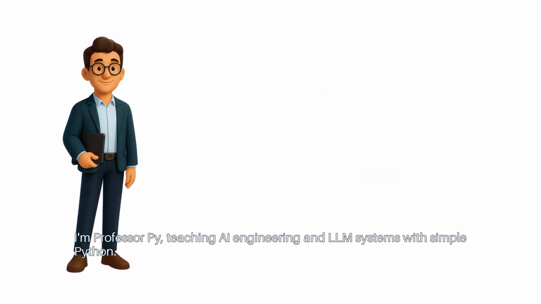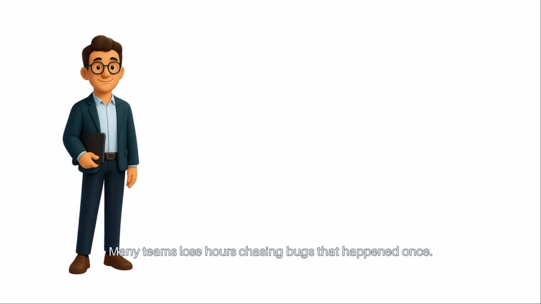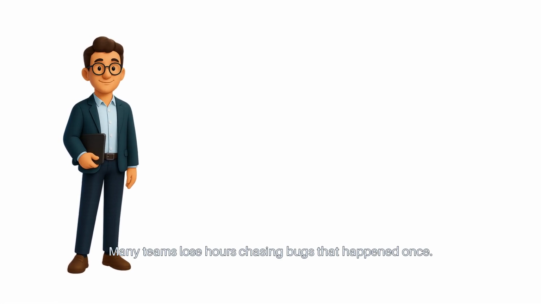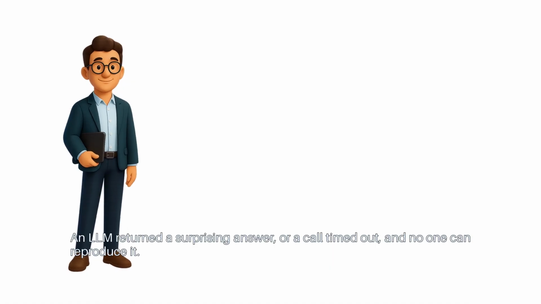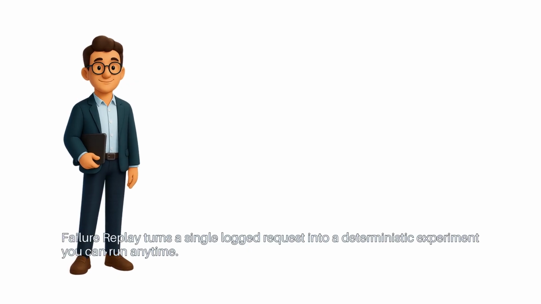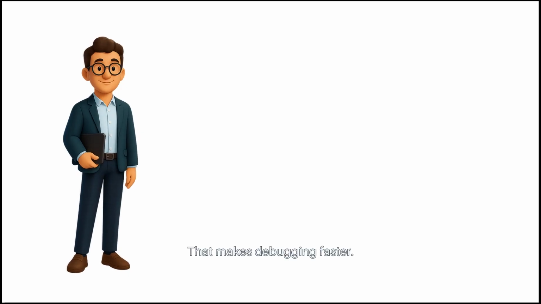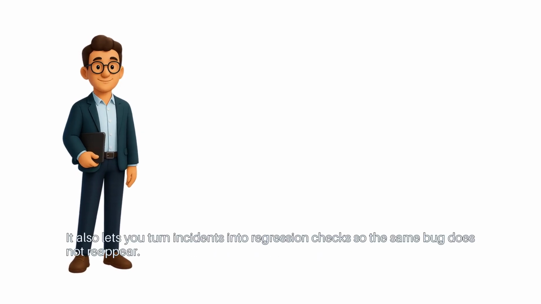I'm Professor Pi, teaching AI engineering and LLM systems with simple Python. Many teams lose hours chasing bugs that happened once. An LLM returned a surprising answer, or a call timed out, and no one can reproduce it. Failure replay turns a single logged request into a deterministic experiment you can run anytime. That makes debugging faster. It also lets you turn incidents into regression checks, so the same bug does not reappear.